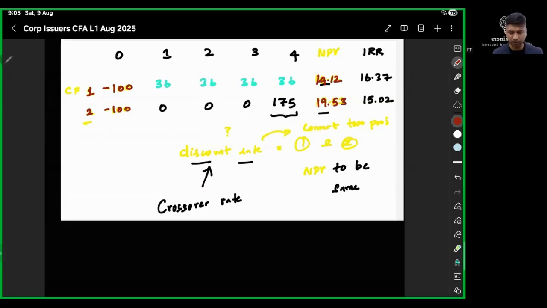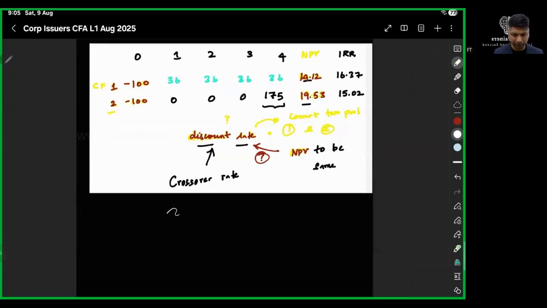Now, the question asks: what is the discount rate, your R, or in your calculator the I, that will make both the projects the same in terms of NPV? We want the NPV to be the same. The NPV of the second project is higher than the first one, but there is one rate at which both projects will have the same NPV. They are asked to calculate that. That is called the crossover rate.